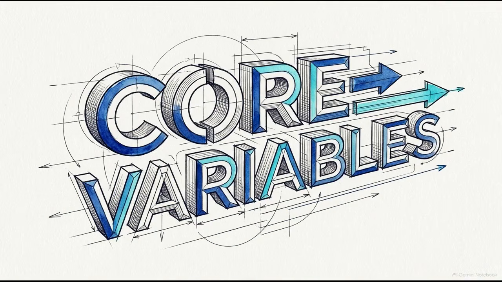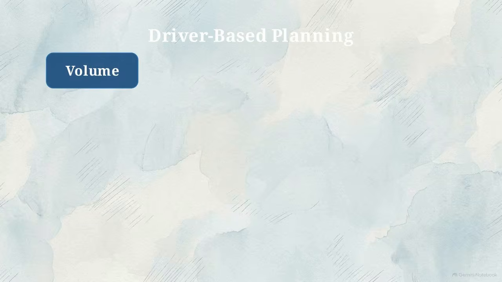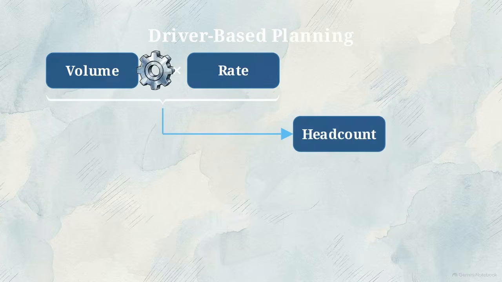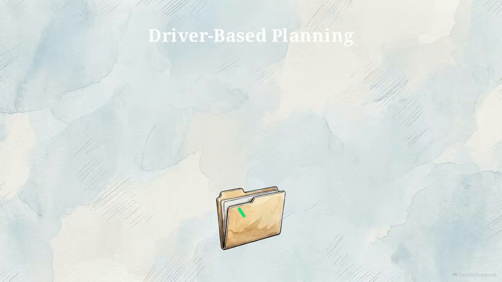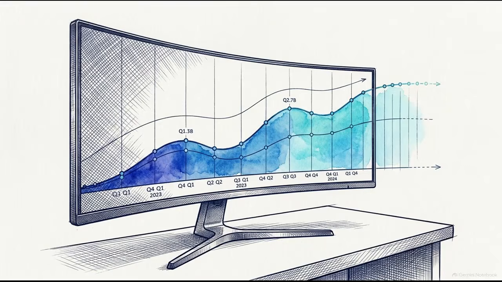To avoid this outcome, you need a different philosophy: driver-based planning. Instead of importing historical line items, this approach requires you to build financial plans based on core business drivers, variables like volume, rate, and headcount. The driver-based shift yields transparent logic and enables continuous rolling forecasts, but it demands your organization moves beyond the habits of traditional annual line item budgeting.